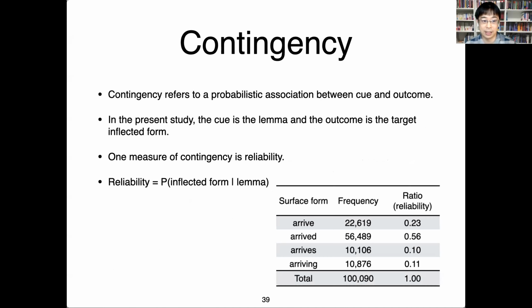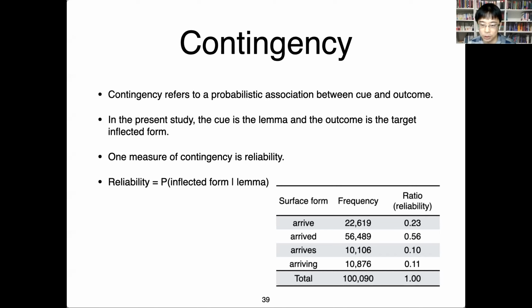Contingency refers to a probabilistic association between cue and outcome. And in the present study, the cue is the lemma and the outcome is the target inflected form. So given the lemma, can we predict the target inflected form? One measure of contingency is reliability, which is calculated by dividing the frequency of the inflected form by the frequency of the lemma. So in this small table shown here, I listed the frequency counts of different forms of the lemma arrive: arrive, arrived, arrives, and arriving, and the total frequency of the lemma arrive based on COCA.